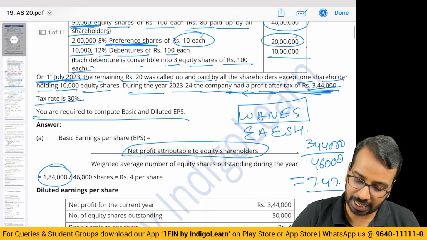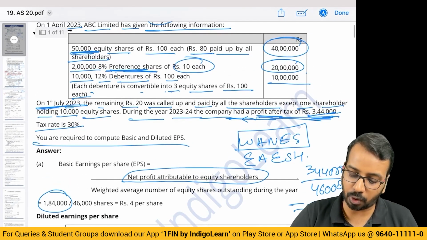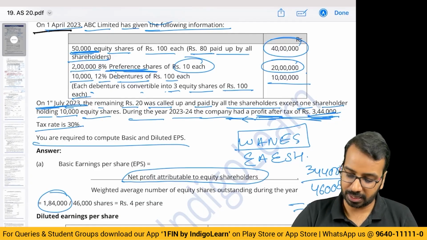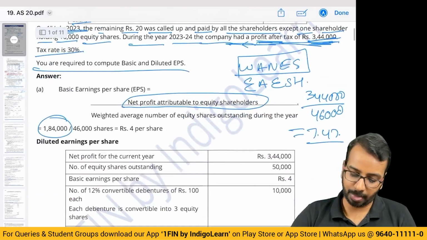Or if you say that this profit is before interest, before tax, then that's a different question. Then we have to do the actual calculation. Okay, that is the first.